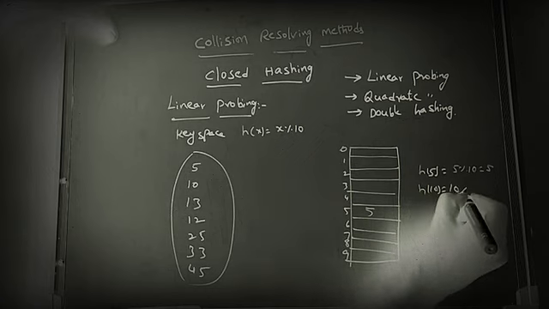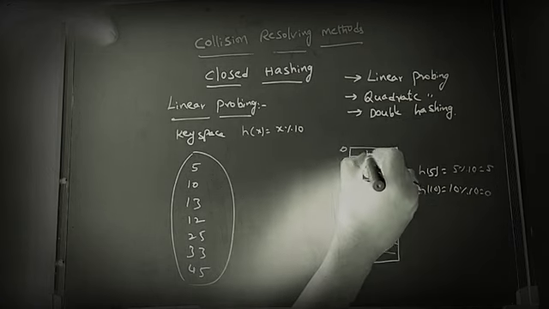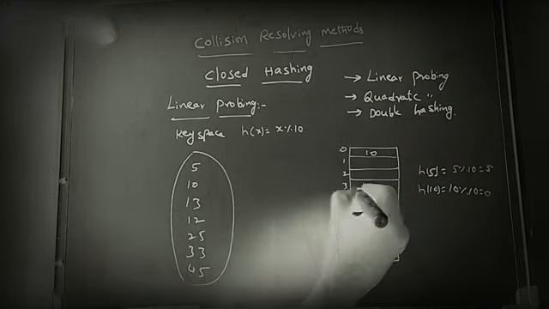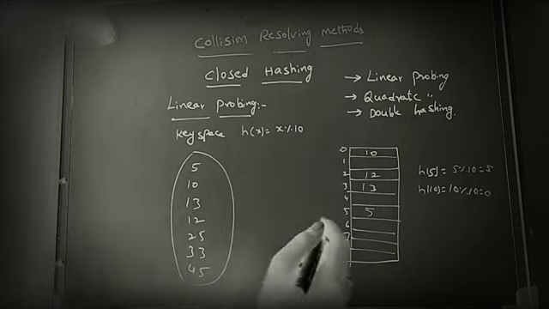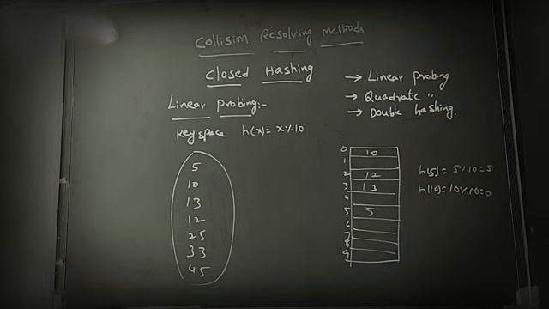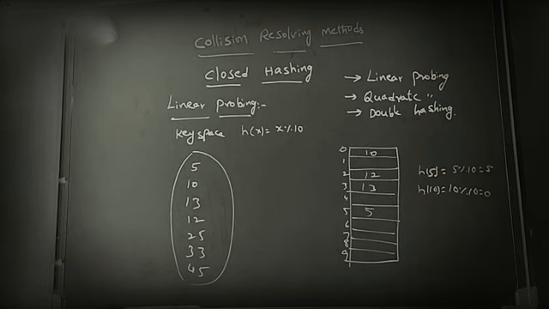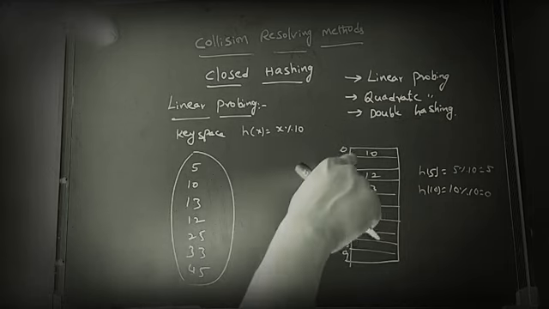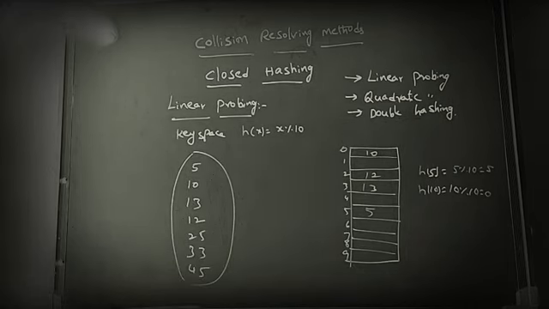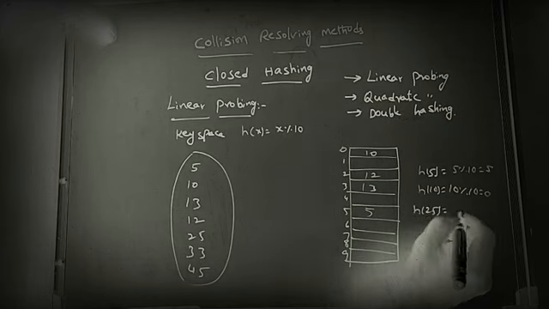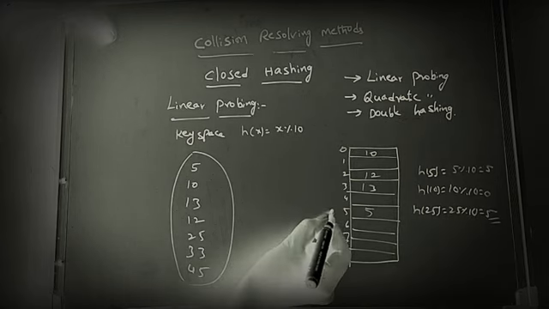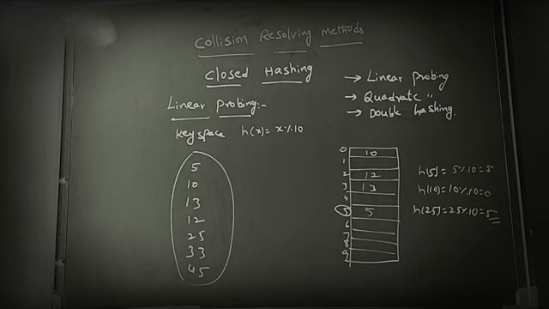Next, 10 mod 10, remainder is 0. At index 0, 10 is stored. I write directly: 13 is stored at index 3, 12 is stored at index 2. 25 is the problem, because an element is already there. Like a linked list, we are not extending the chain at the same index, but without extending, within the limitation we need to store 25. So h(25) is 25 mod 10, the remainder is 5. Index 5 already has 5, so the collision arises.